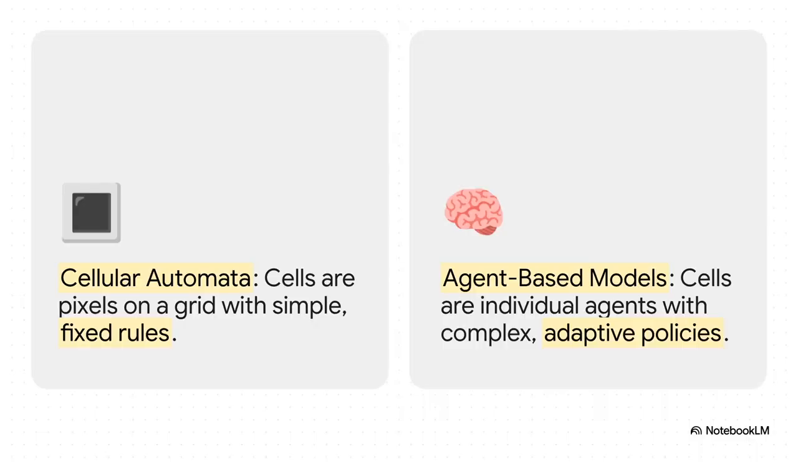And this really just goes to show how far we've come. I mean, these models are so much more sophisticated than the older ways of doing things, like cellular automata, where cells were basically just pixels on a grid following super simple rules. In an agent-based model, each cell is its own agent with a complex adaptive strategy. It can behave much more like a real cell does in an embryo.